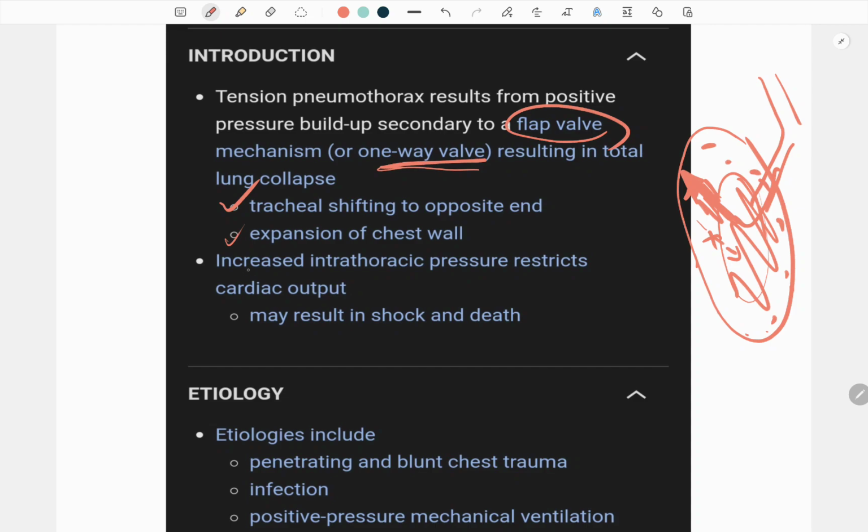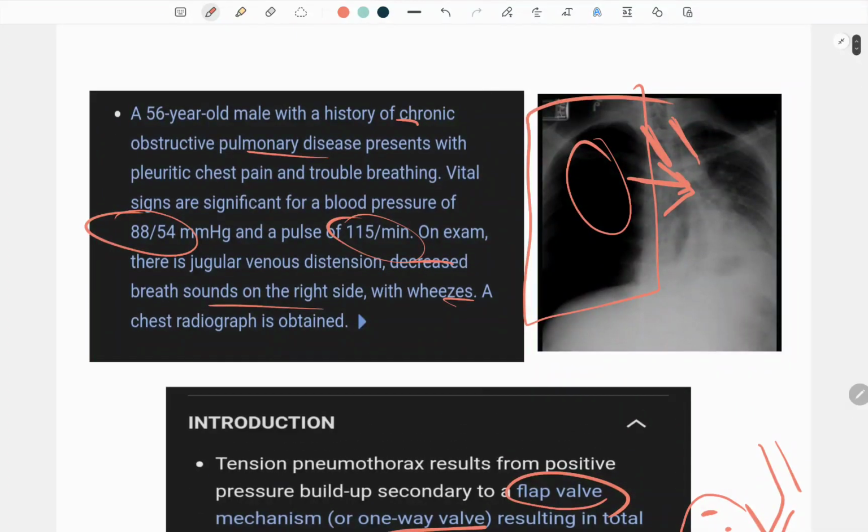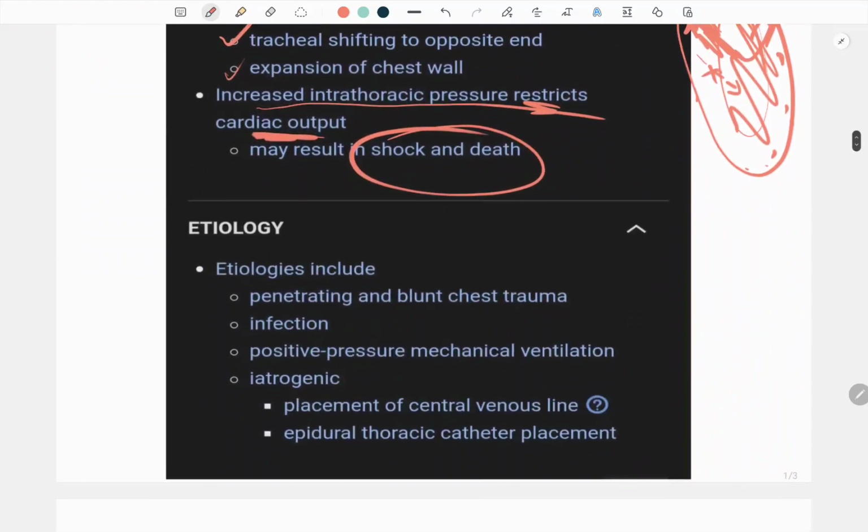There is increased intrathoracic pressure, which restricts cardiac output and may result in shock and death. And because it restricts cardiac output, we can here see the shock signs, which is hypotension with tachycardia.